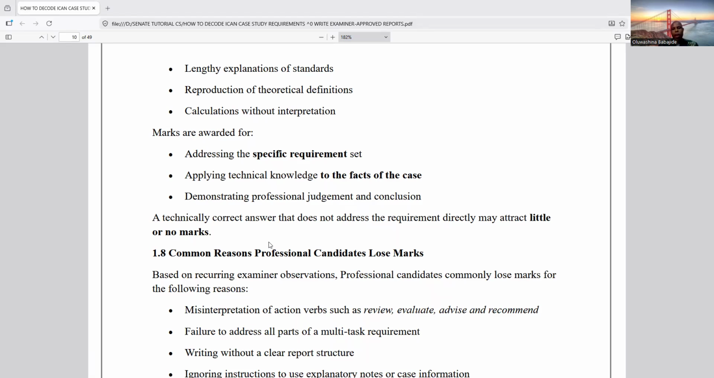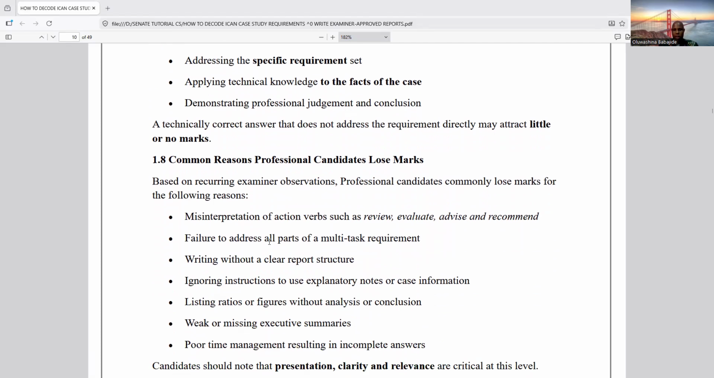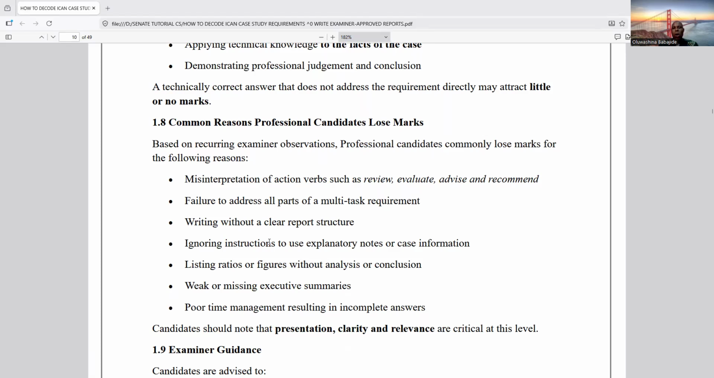Then, the common reasons professional candidates lose marks. Why did they lose marks? I mentioned this one earlier, so I will quickly run through it. Based on the examiner's observation, professional candidates commonly lose marks for the following: misinterpretation of action verbs, such as review, evaluate, advise, and recommend. They misinterpret them. They also fail to address all parts of the multitask requirement, and write without a clear report structure.